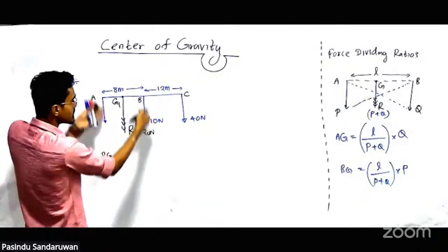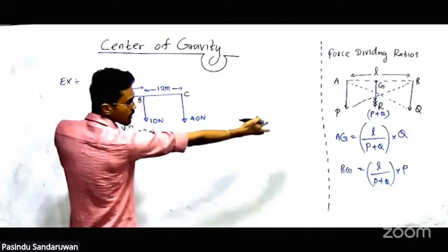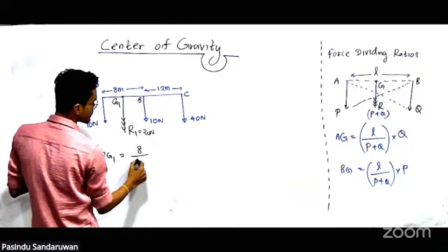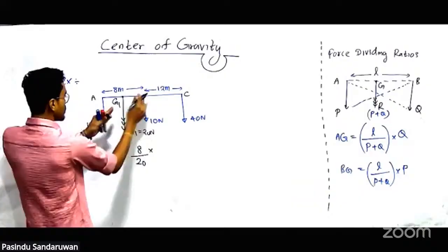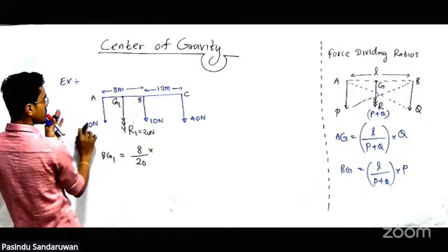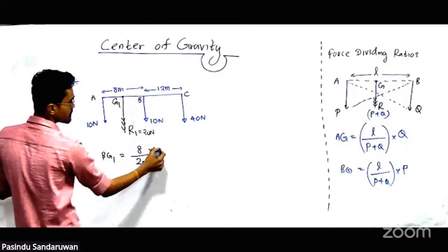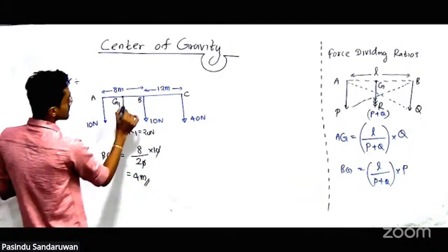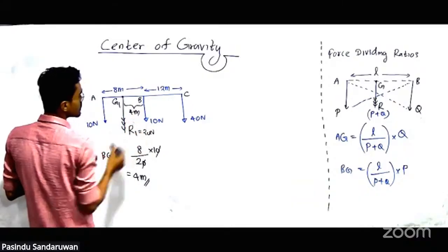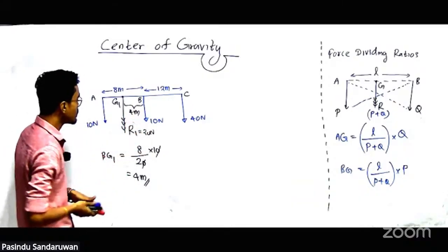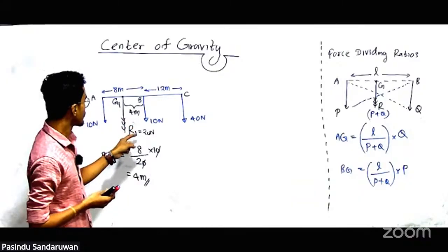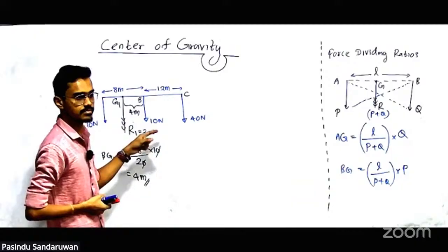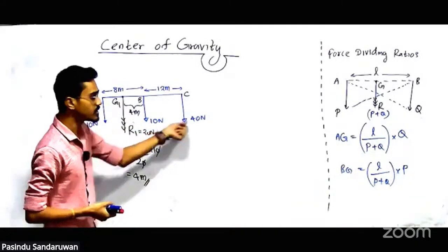Now I'm going to consider only these two. Then the distance is 8 over resultant 20, into, if I need BG1, the other force 10. Simplify this, so it comes to 4 meters, which means this distance is 4 meters now. Now, the resultant of these two is the single force to replace these two. Then how many forces remain in the system? Only two. R1 and 40.